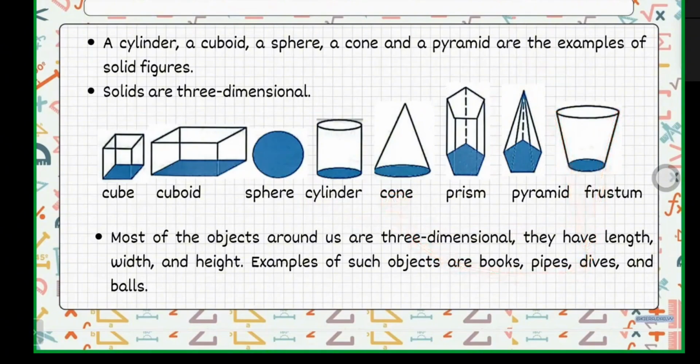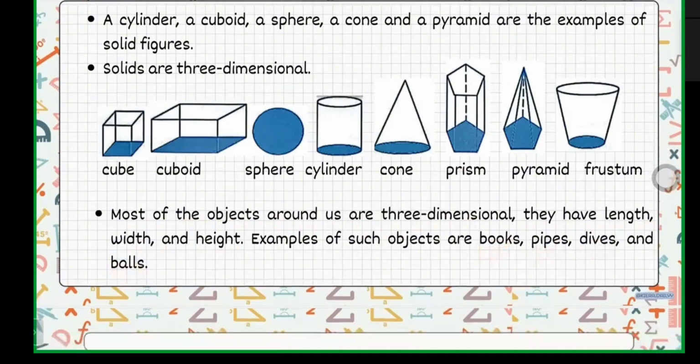So let's read the third bullet. Most of the objects around us are three-dimensional. Again, most of the objects around us are three-dimensional. What do they have? They have length, width, and height. What are the examples? We have your books, pipes, dice, and walls. So those are examples of three-dimensional figures.